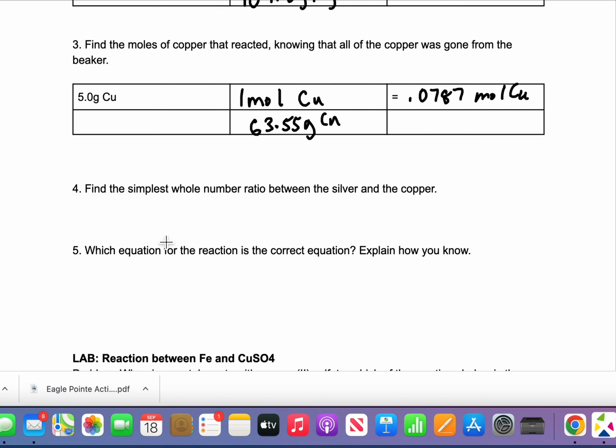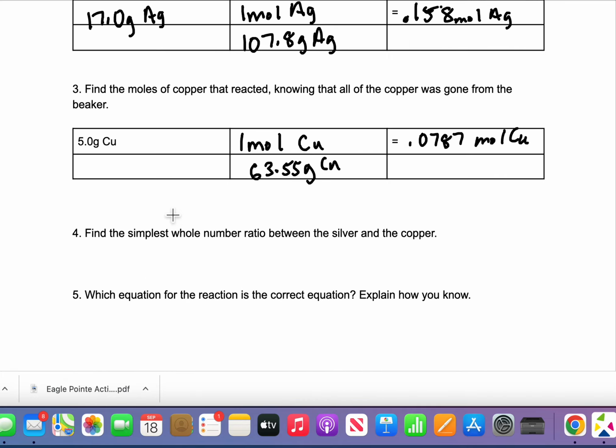Now what we're going to do next is find the simplest whole number mole ratio between the silver and the copper. What you do to figure that out is take the smallest number of moles and divide it by itself. So I'm going to take the 0.0787, this is for the copper, and it's important to label it. I noticed on the last test, some people didn't label it and got it mixed up. You're going to divide that by itself, so that means 1 mole of copper.